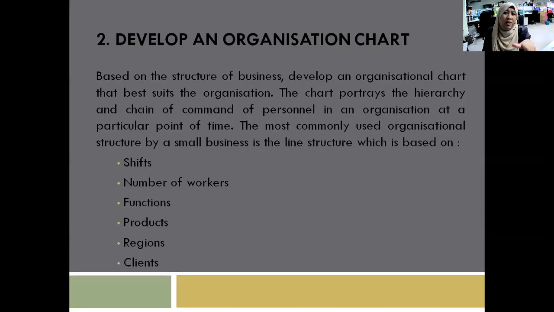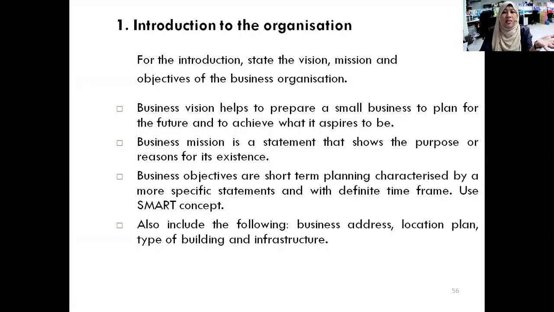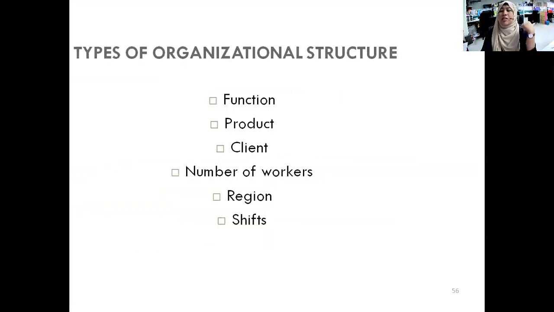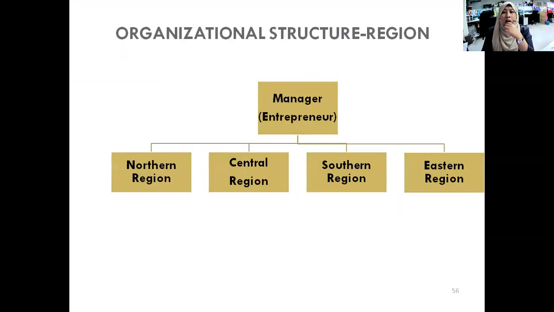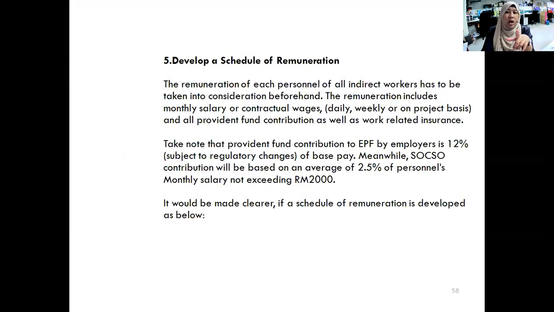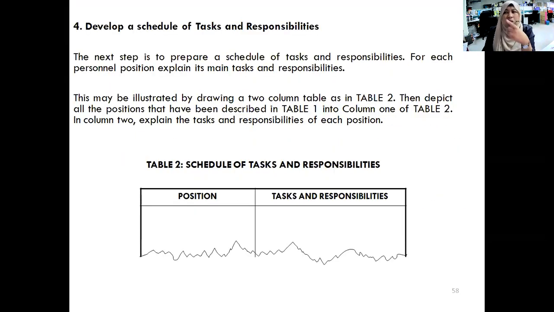Okay, the most important part is what I want to share here. This one I already shared in the last class, if you still remember: how the organization chart is based on the shift, number of workers, function, products, regions, and clients. I just recap. This has already been discussed in the previous class and the previous recorded video. Today the most important part is how we do the next one. You can Google this, but don't copy and paste. Try to change the sentences a little bit, and it's about task and responsibility.